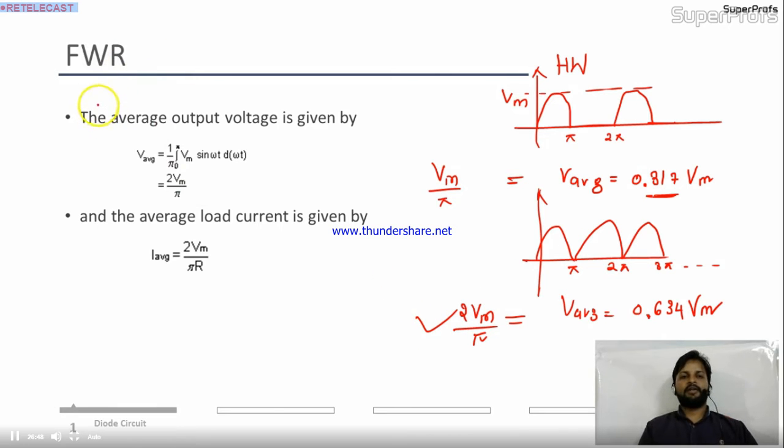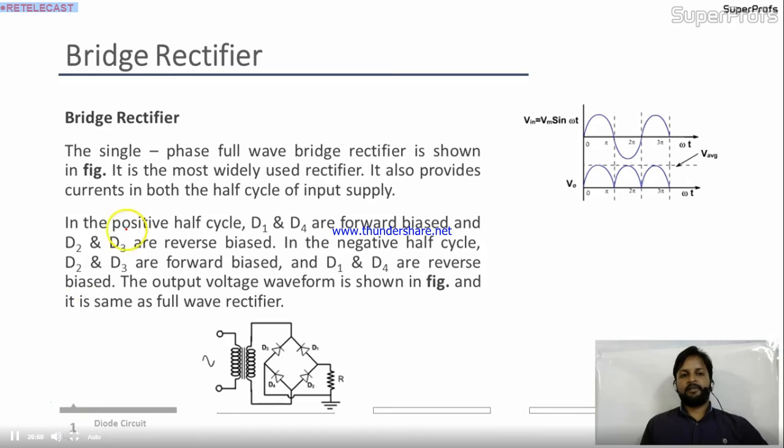So this is one of the applications of diodes in rectification. You have seen the full wave rectifier, you have seen the half wave rectifier. Now we'll move to the bridge rectifier. So what is the circuitry of the bridge rectifier? In the bridge rectifier, we are using the bridge as the full wave rectification.